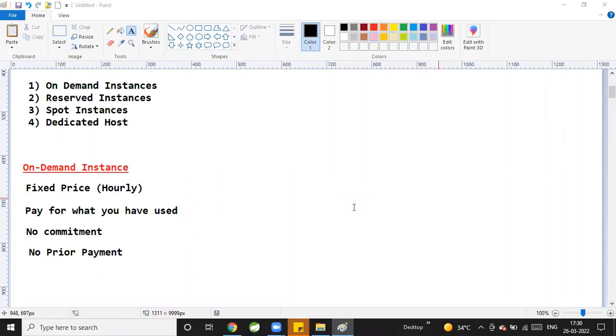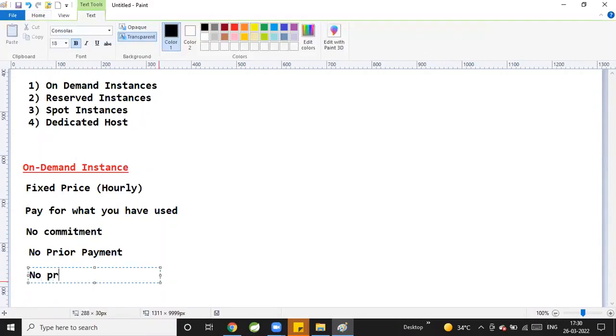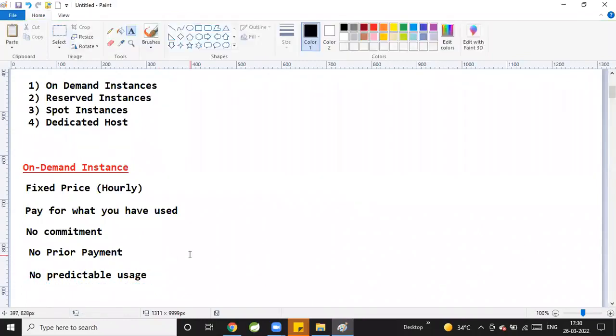That means you don't need to pay anything before using, and there is no commitment between you and AWS when you go for on-demand instances. No predictable usage. Can AWS guess how much you are going to use? Can you guess how much, or for how much time? AWS cannot predict it. It depends upon your requirement.